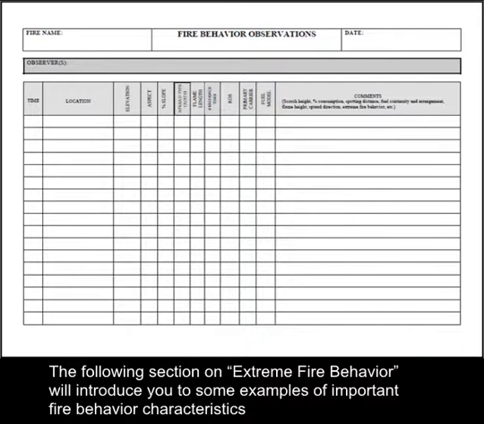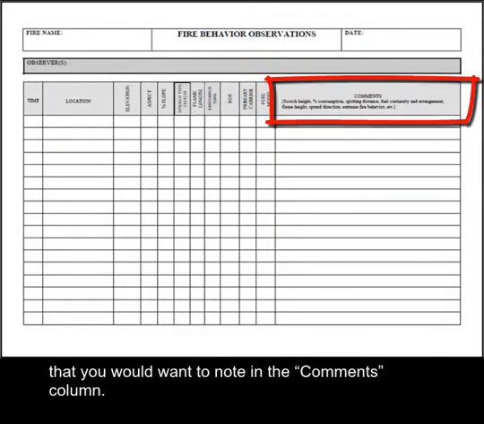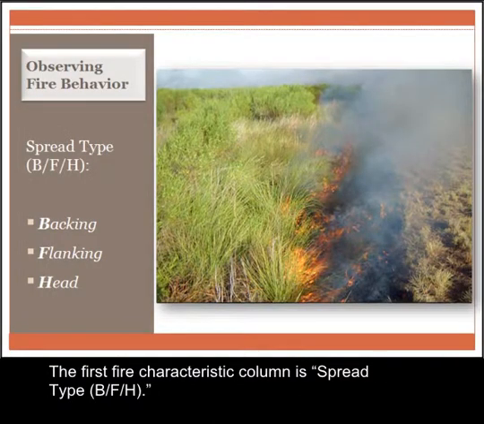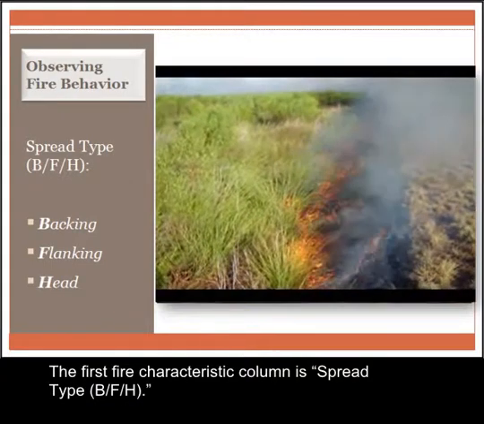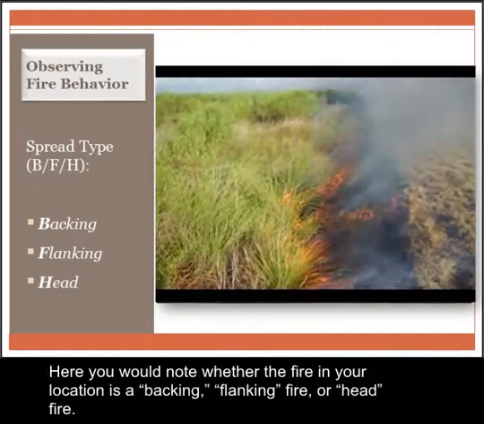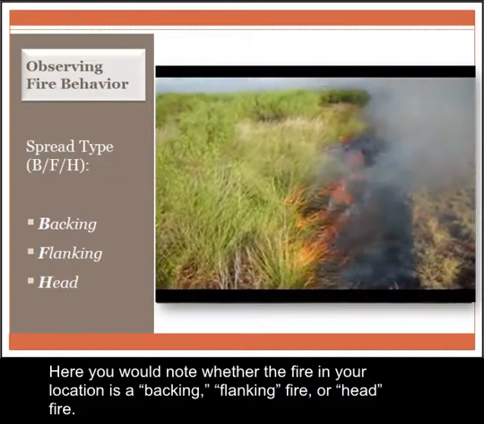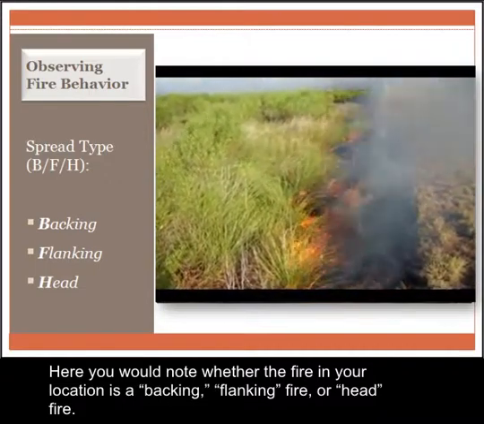The following section on extreme fire behavior will introduce you to some examples of important fire behavior characteristics that you would want to note in the comments column. The first fire characteristic column is spread type. Here, you would note whether the fire in your location is a backing, flanking fire, or head fire.